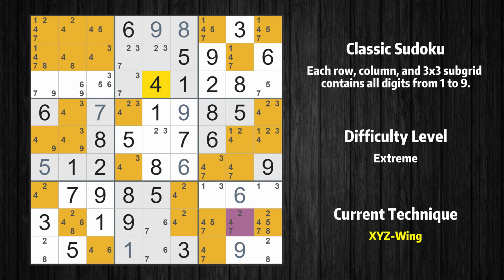There is an XYZ-Wing with the pivot cell row 8 column 8. If the value of row 8 column 8 is 7, then value 4 has to be in row 9 column 7. If the value of row 8 column 8 is 2, then value 4 has to be in row 8 column 6. Therefore value 4 is either in row 8 column 8, row 9 column 7 or row 8 column 6. Value 4 can be removed from any cell that shares regions with all 3 cells in question.